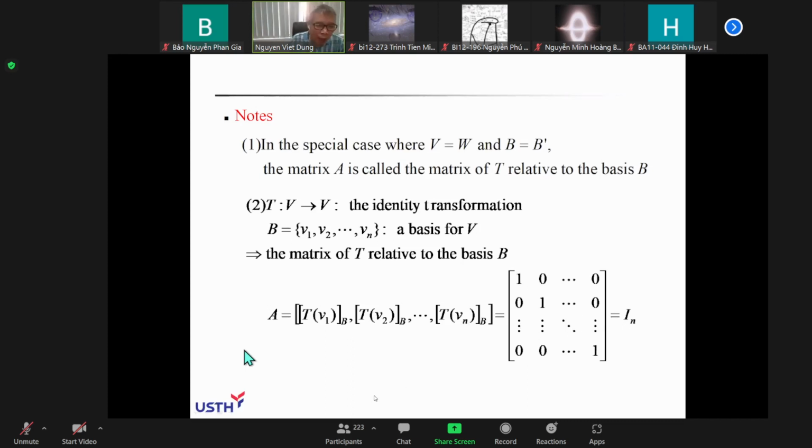So I repeat once again. If we consider the identity transformation from V to V, you choose any basis for V. The matrix of T relative to that basis is always the identity matrix.